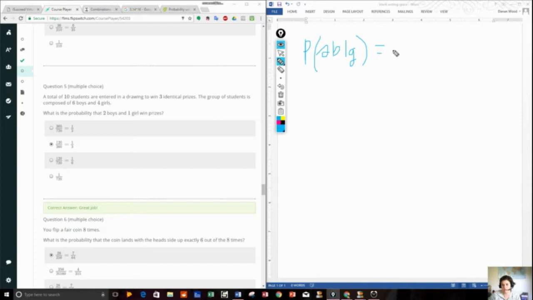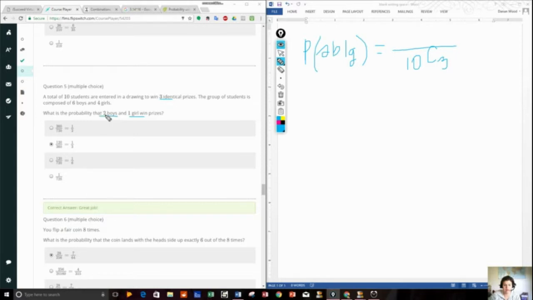So we need to find out, well, what's our sample space? So how many different ways can I choose 3 identical prizes out of the 10 students? Or how many different ways can I choose 3 students to win the prizes out of the group of 10? So this is going to be 10 students, and I'm choosing 3 of them. Okay, and then what is the probability that 2 boys and 1 girl win a prize?